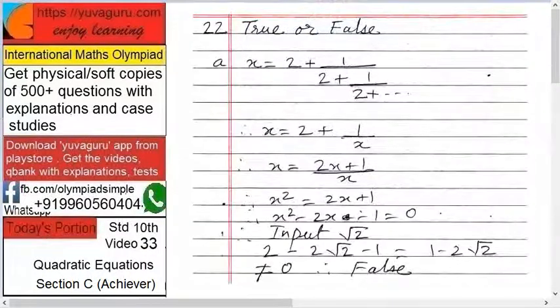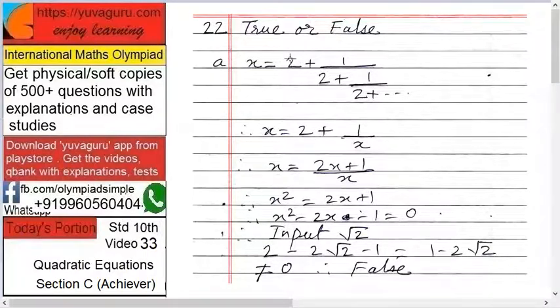Okay. Next is state true or false. Now there are 3 to 4 sub questions to this. If x equals 2 plus 1 upon 2 plus 1 upon and so on, it goes on continuing, we have to check whether x is equal to 0 or not.